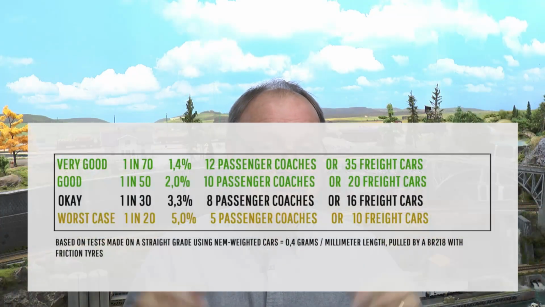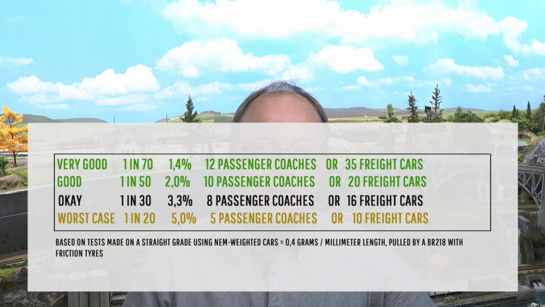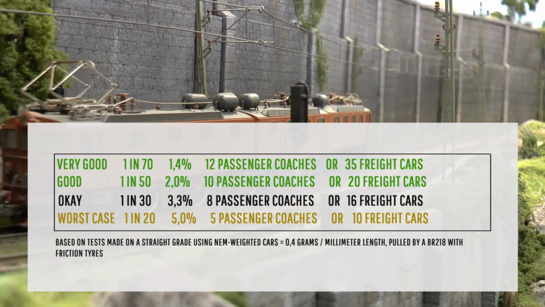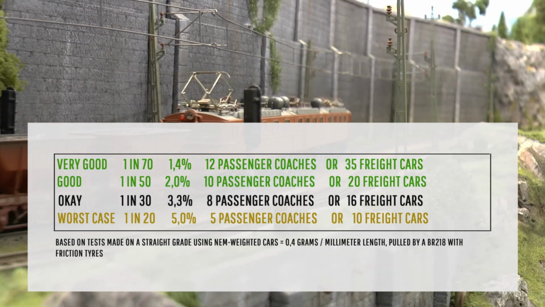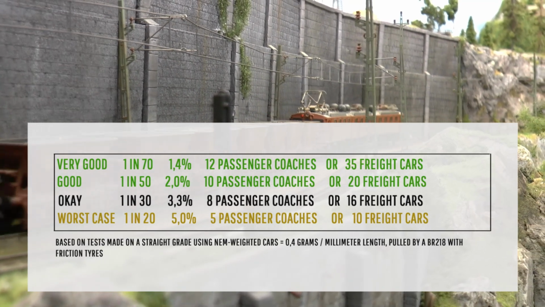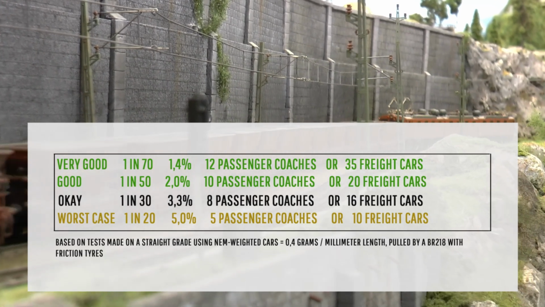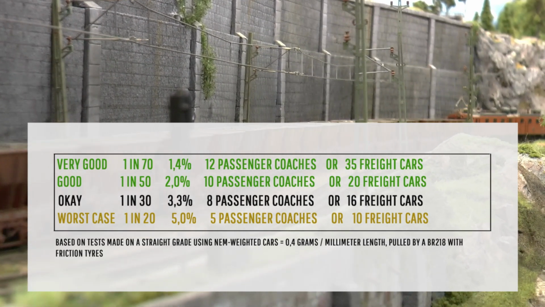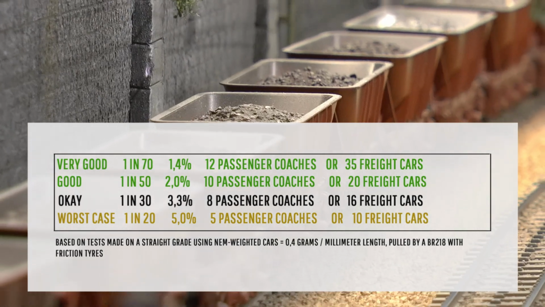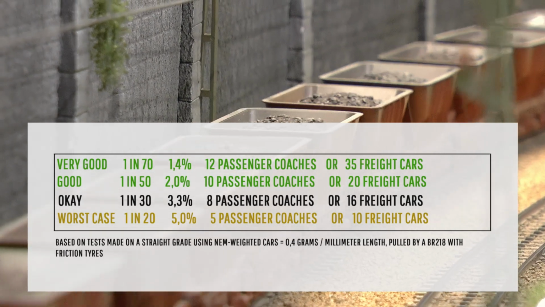Then I made this chart. It's just to give you an idea of how much you can haul up on different grades with your rolling stock. And of course this is very dependent on what type of rolling stock you have, how heavy it is. In this example, I used rolling stock which follows the NEM standard of 0.4 grams per millimeter length.